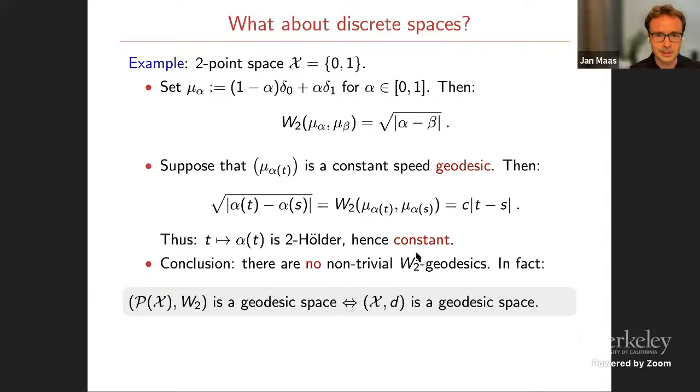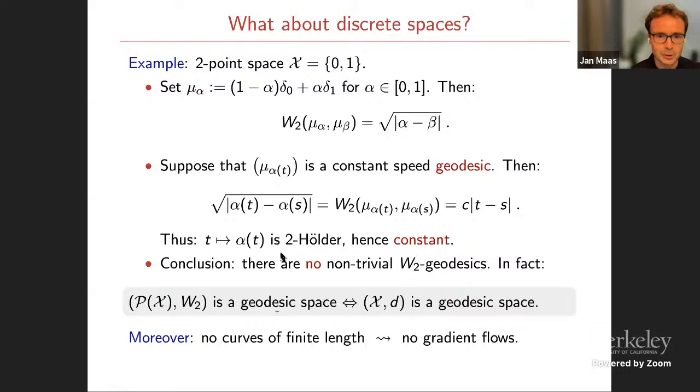So what this basically tells you is that if you start with a discrete space and you look at the Wasserstein space, so the Wasserstein 2 space over this discrete space, you will not find any geodesics. And that's bad news, because it means that what I told you before actually does not apply. Namely, you will not find any curve of finite length. So you don't find any geodesics, so you cannot talk about geodesic convexity of the entropy. And you can also not find any curve of finite length, so you cannot find any gradient flow in the space of probability measures with this Wasserstein 2 metric.